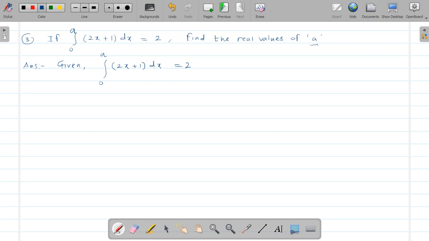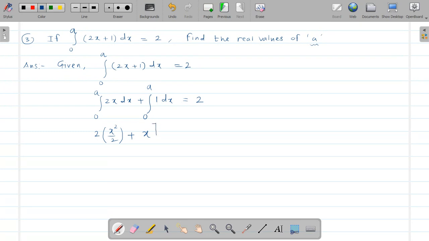We have to find out the value of a here. So what will you do here? First of all, evaluate the integration by the normal procedure. Here I will separate the integration: integration from 0 to a of 2x dx plus integration from 0 to a of 1 dx. It is given that it is equal to 2. Now how will you evaluate the integration of 2x here? 2 as it is into the integration of x, which is x square upon 2, plus next is the integration of 1. Integration of 1 is x.